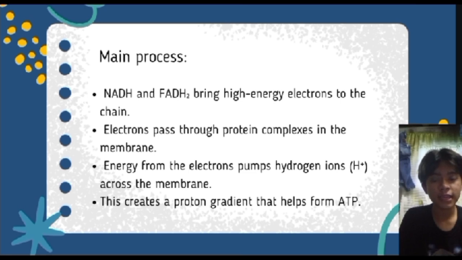In short, NADH and FADH2 are like delivery trucks, para silang mga delivery rider, nag-deliver sila ng mga high energy electron sa electron transport system, powering the production of ATP or yung energy of the cell. As the electrons move, energy is released. This energy pumps hydrogen ions, or H+, across the membrane, creating what we call a proton gradient. The gradient helps form ATP, the energy our cells use for everything.